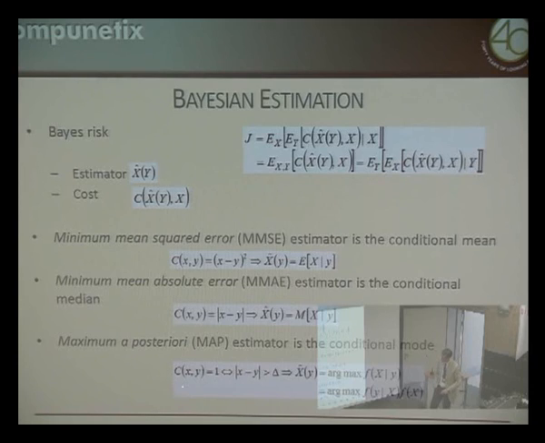Now, what about if you're interested in penalizing any deviation the same way, so provided that it's a significant enough deviation? Well, in this case, it turns out that the best estimator is the conditional mode. It's the likeliest a posteriori estimate.